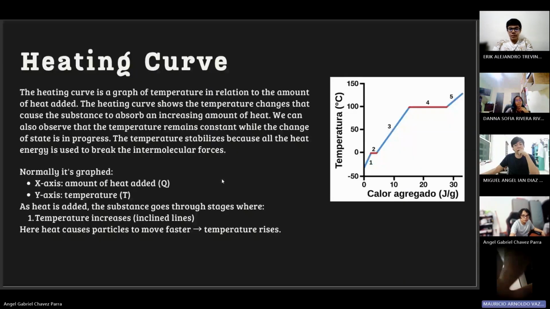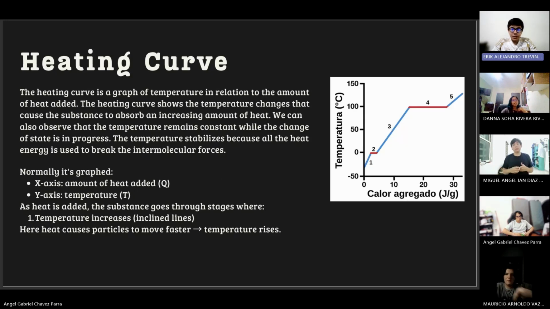Now we're going to talk about the heating curve. The heating curve is a graph of temperature in relation to the amount of heat added. The heating curve shows the temperature change as the substance absorbs an increased amount of heat. We can also observe that the temperature remains constant while the change of state is in progress. The temperature stabilizes because all the heat energy is used to break the intermolecular forces.